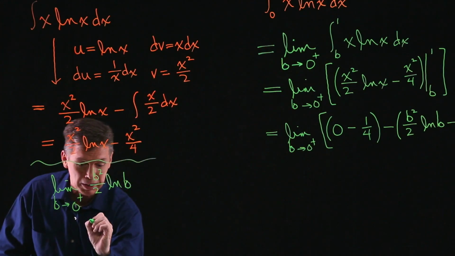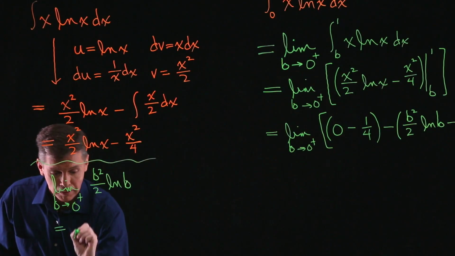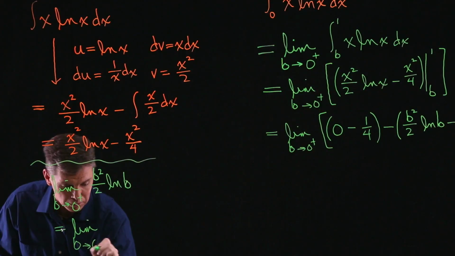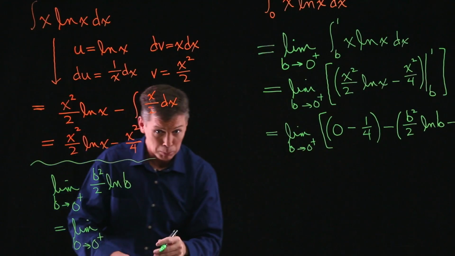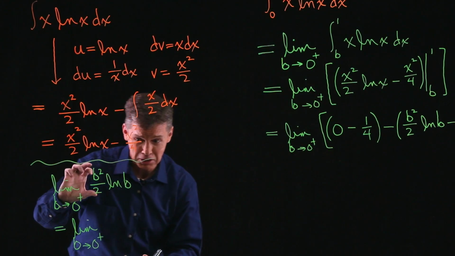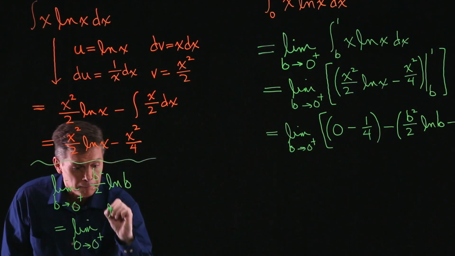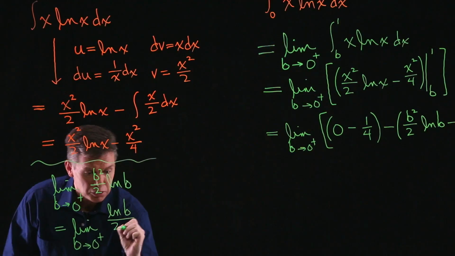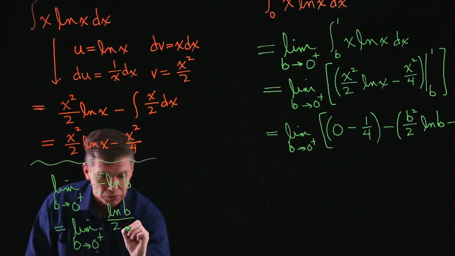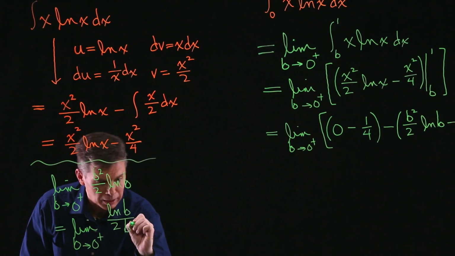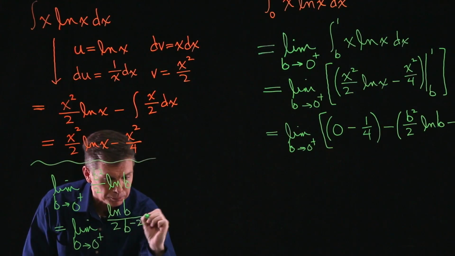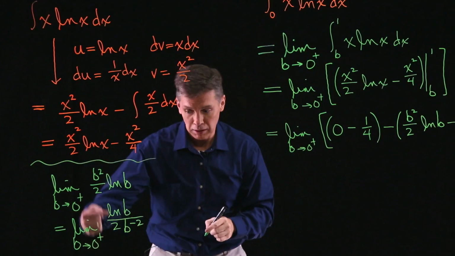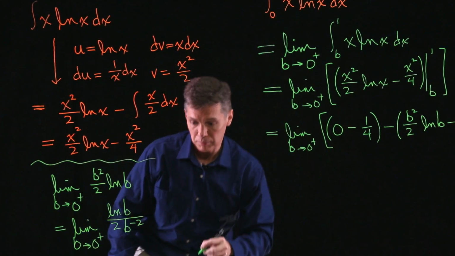So let's do a rewrite. Limit still. B approaches 0 from the right still. But L'Hopital likes these expressions to be fractions, so I'll do a rewrite. I'm going to leave the natural log of b up top and shove that b to the 2 power downstairs, b to the minus 2 power. Because then L'Hopital can do his thing and differentiate top and bottom.